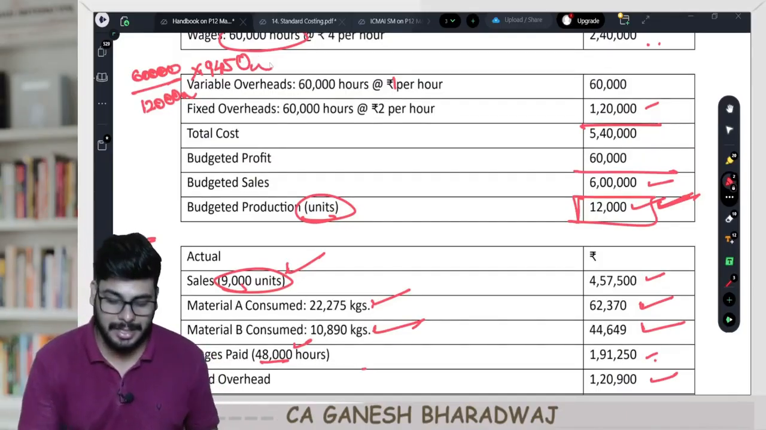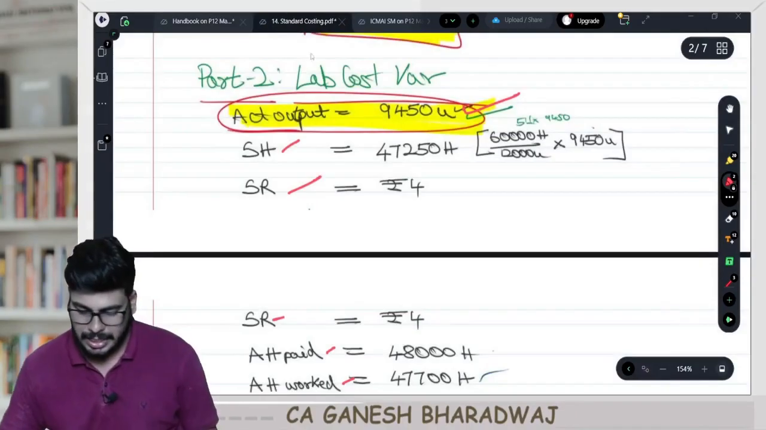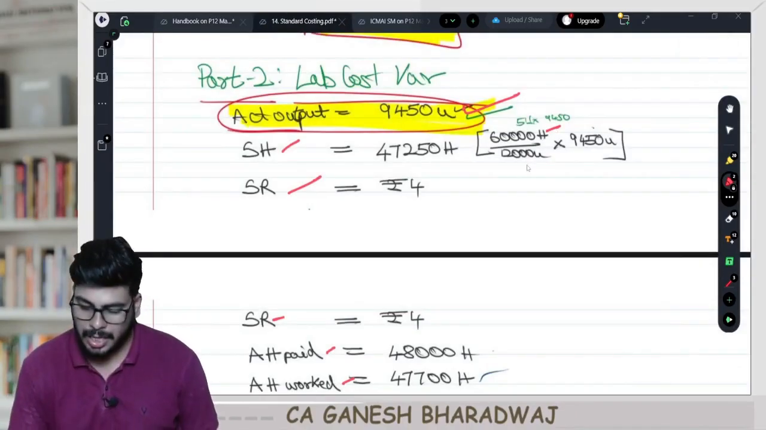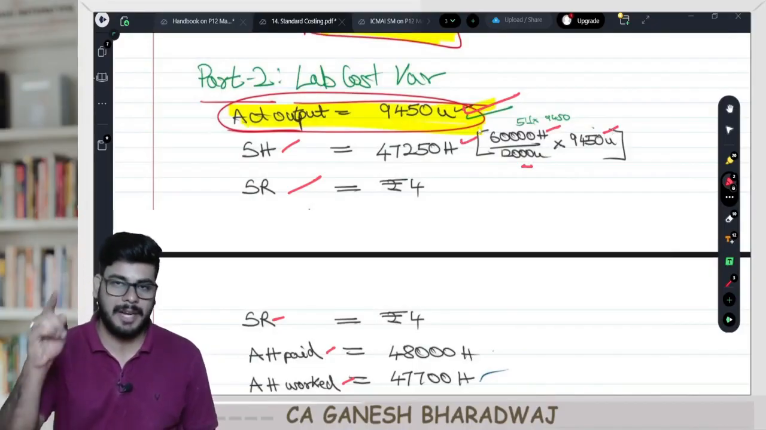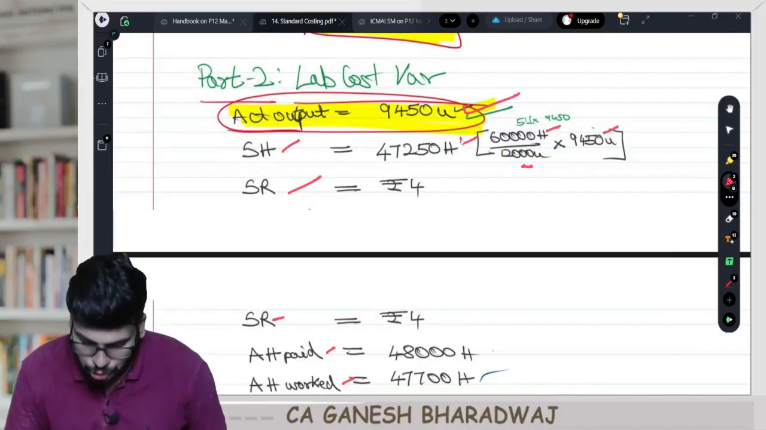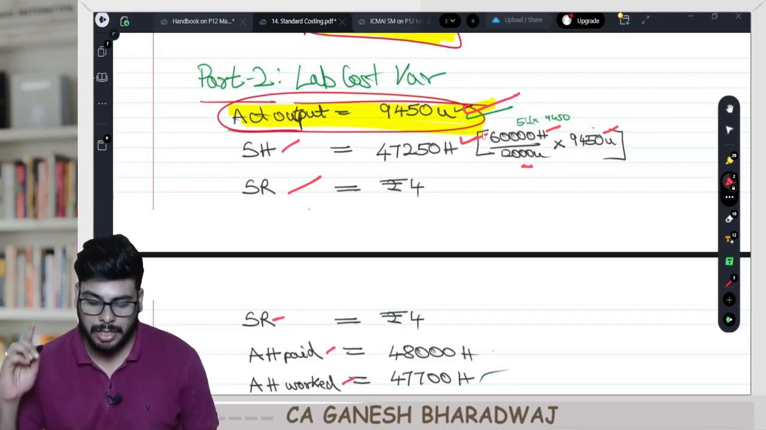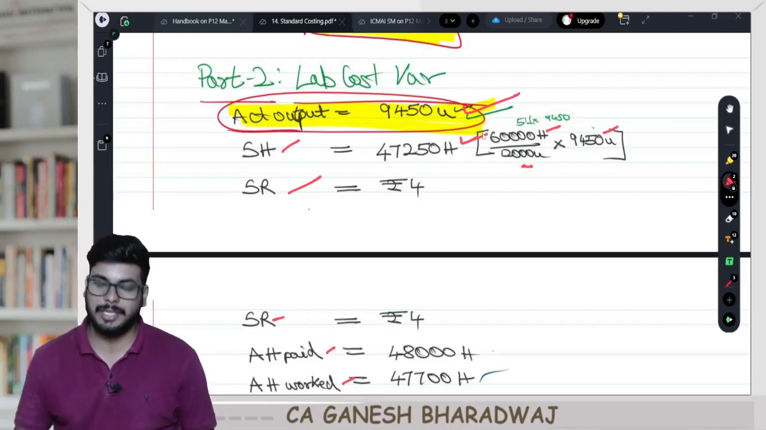This is called standard hours. Clear with this, guys? This is the calculation: 60,000 hours upon 12,000 units into 9450. So for you to achieve an actual output of 9450 units, you should have taken 47,250 hours. Clear with this, guys?